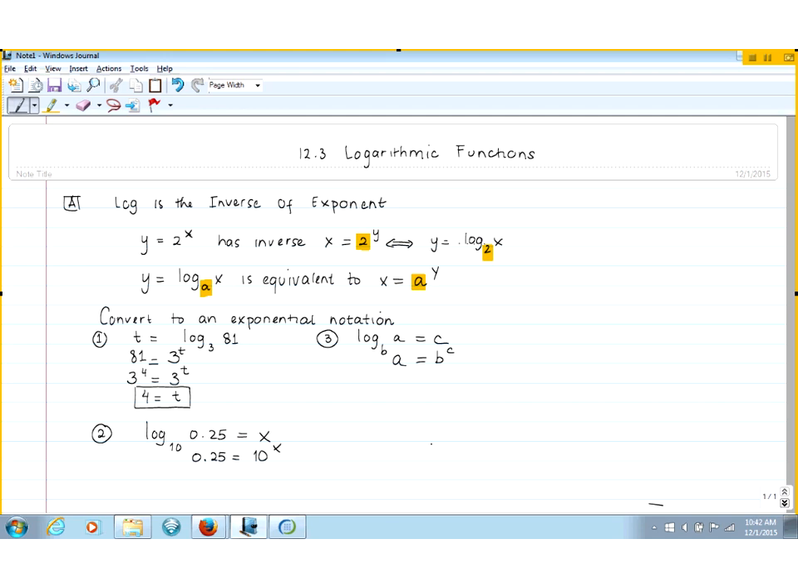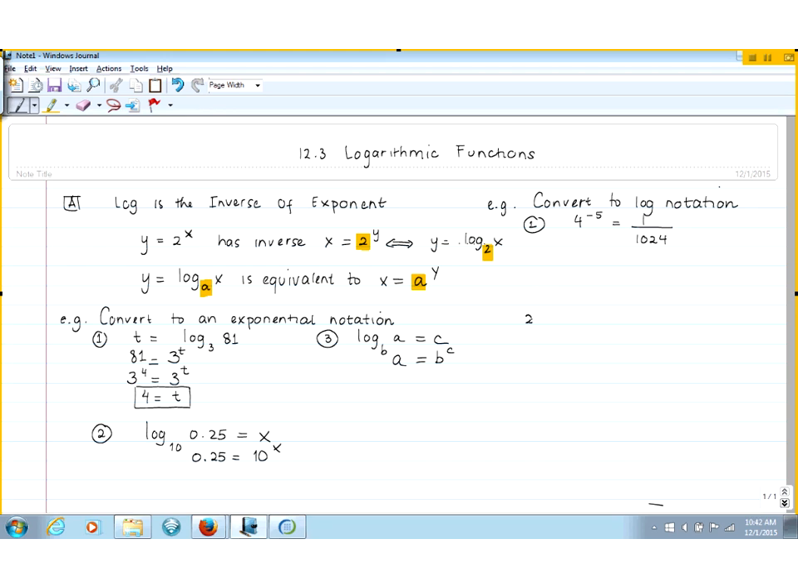Now, let's see. What does log actually mean? Let's do another conversion, and then you'll see. So this is one example. Another example is convert to log notation, so rewrite using log. Suppose number 1: 4 to the negative 5 is equal to 1 over 1024. How do I write these using log?